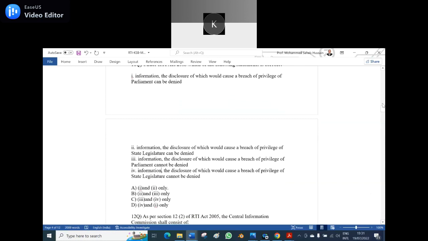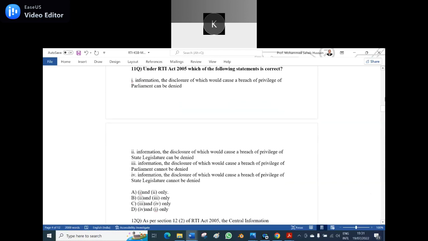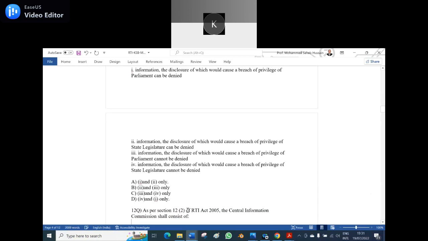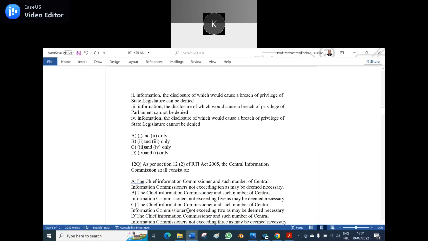A. 1 and 2 only. B. 2 and 3 only. C. 3 and 4 only. D. 4 and 1 only. 1 and 2 only, option A. Yes, option A is the correct answer. 1 and 2 only, which cause breach of privilege of both parliament and state legislature, that can be denied.